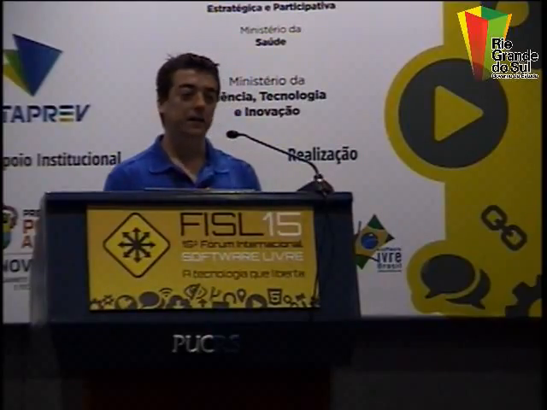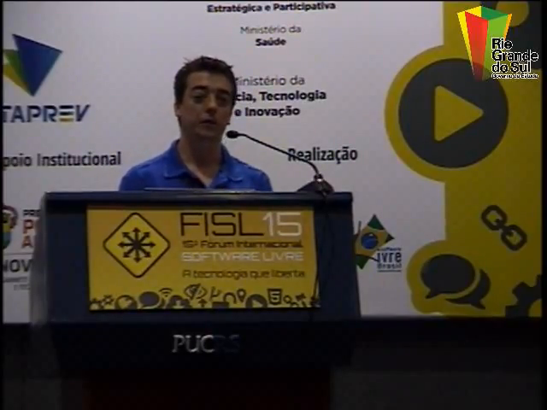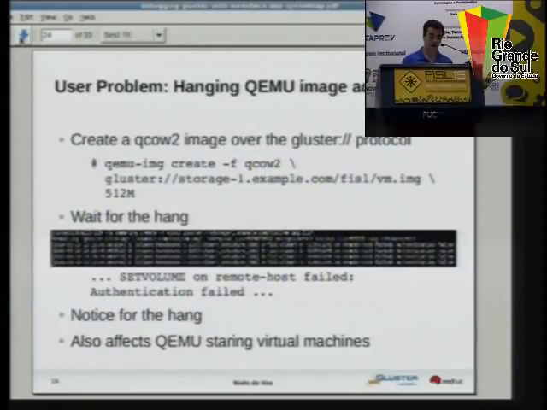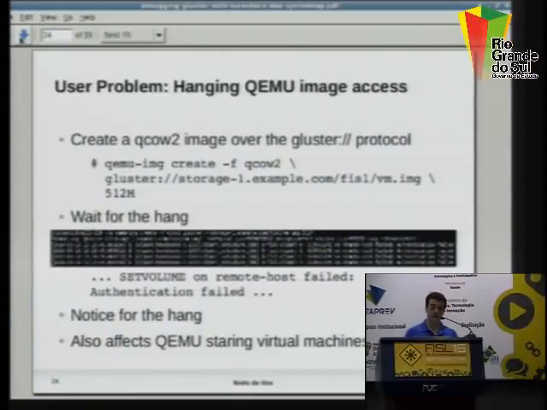So I mentioned that QEMU now has support for directly accessing Gluster, and this is done through the library. With this new support, configuration is a bit trickier because things have changed. So there are sometimes issues if you create an image, for example with qemu-img, if you create a new file.